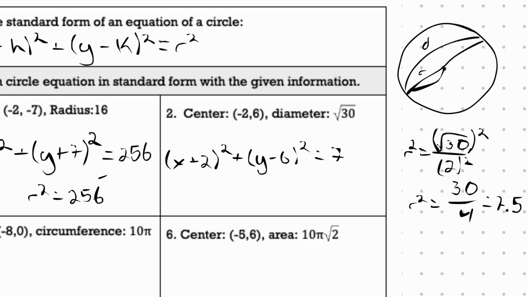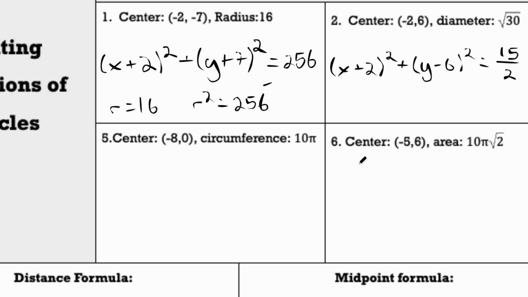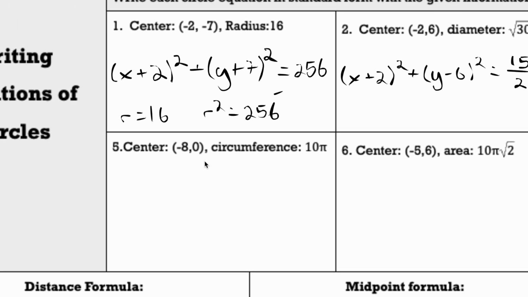Actually, I'm just going to say 15 over 2. Sometimes it can be helpful in conic equations just to leave it as a fraction. Okay, 15 over 2. Here, our center is negative 8, 0. So I'm going to write x plus 8 squared, and I'm going to have y minus 0, y plus 0. It's all going to be the same. It does not matter if we add 0 or subtract 0. It's not going to change anything. So I'm just going to say plus y squared.